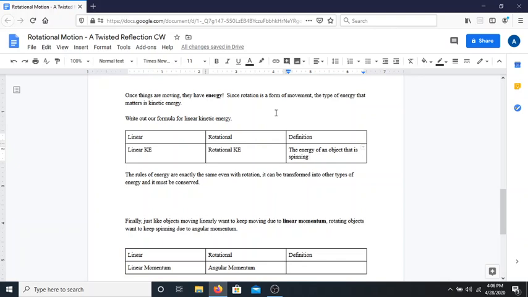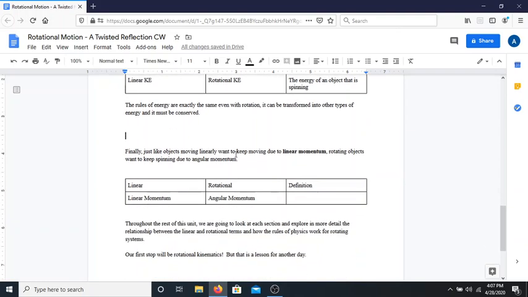Now, rotational kinetic energy does not follow any new random rules. Literally, it still follows the exact same rules that everything in energy does. That's what makes it kind of nice. So the law of conservation of energy must be conserved. It can still be transformed into other things, and we're going to talk about that in more detail when we focus on the idea of rotational and linear kinetic energy.